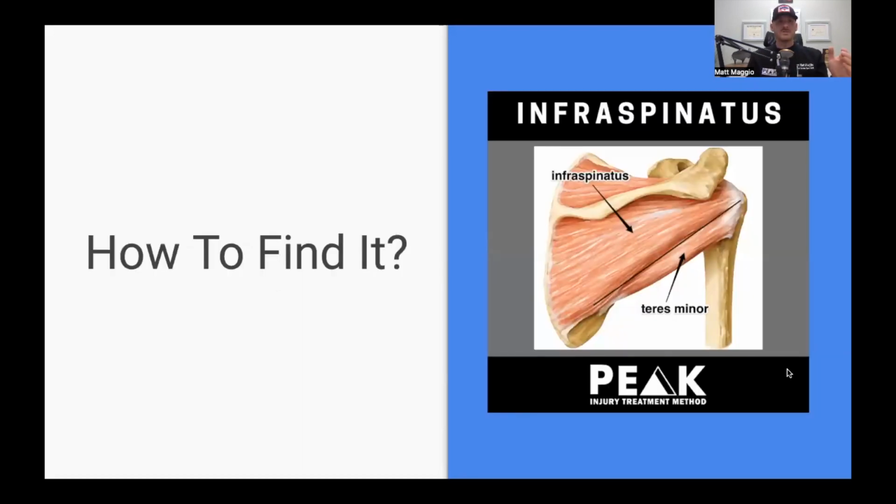First thing I want to show this week is how to actually find the infraspinatus. There's a lot of landmarks that we use here, and I like this photo that I have here. It really shows the definition of where that infraspinatus is.